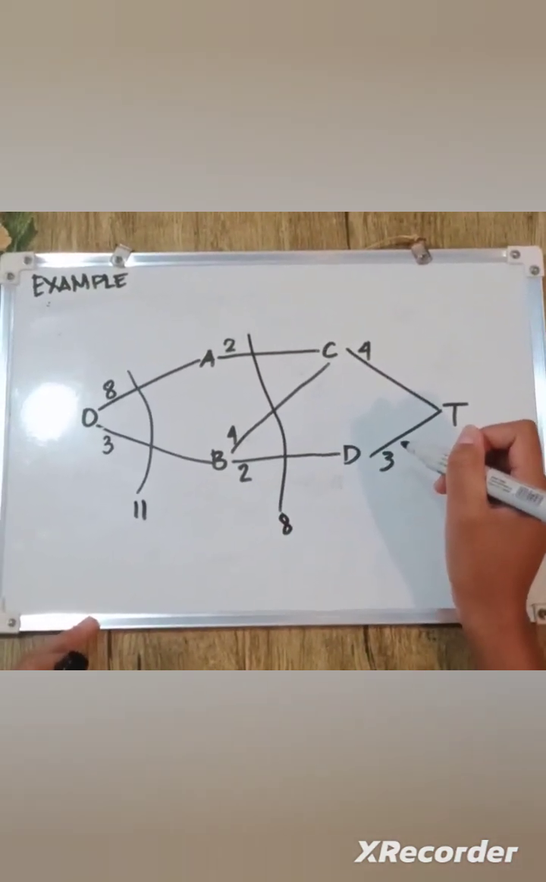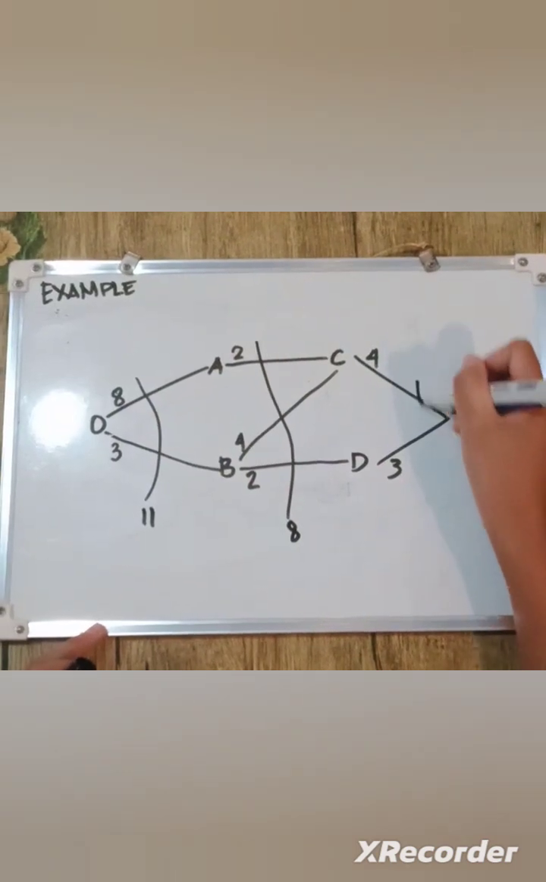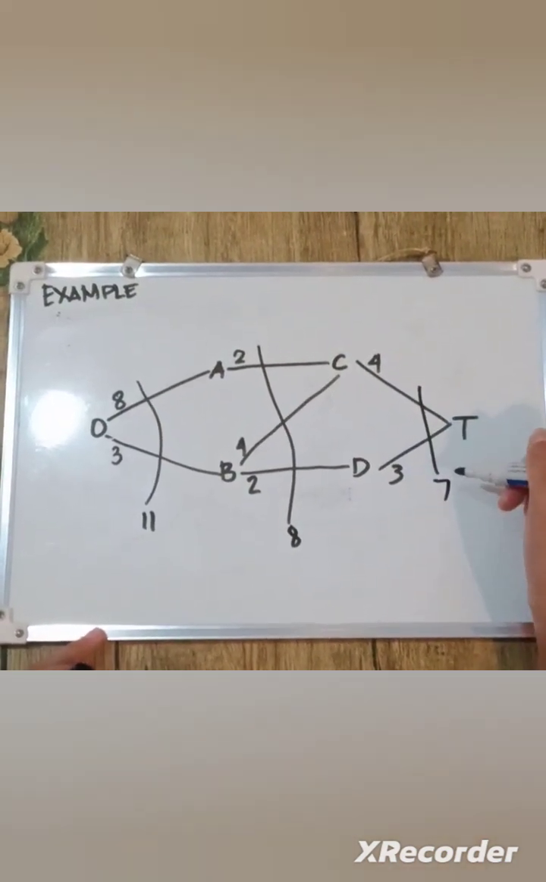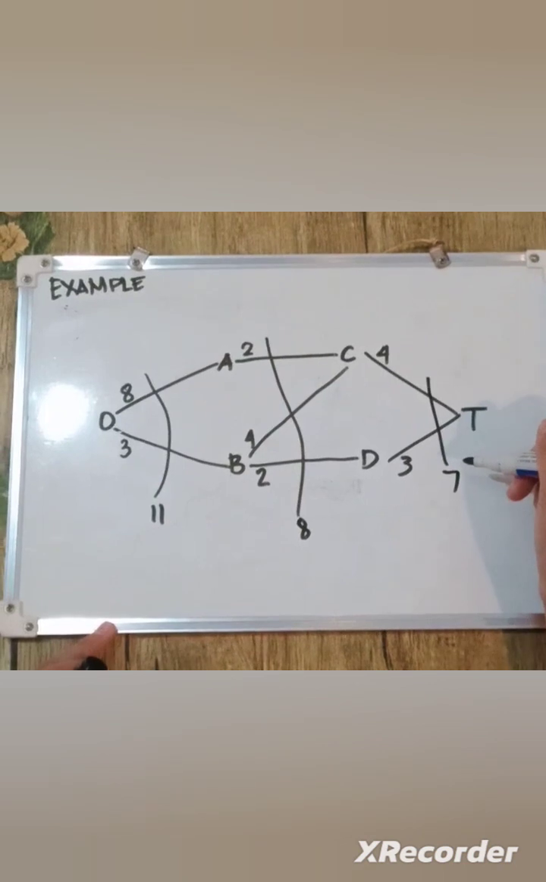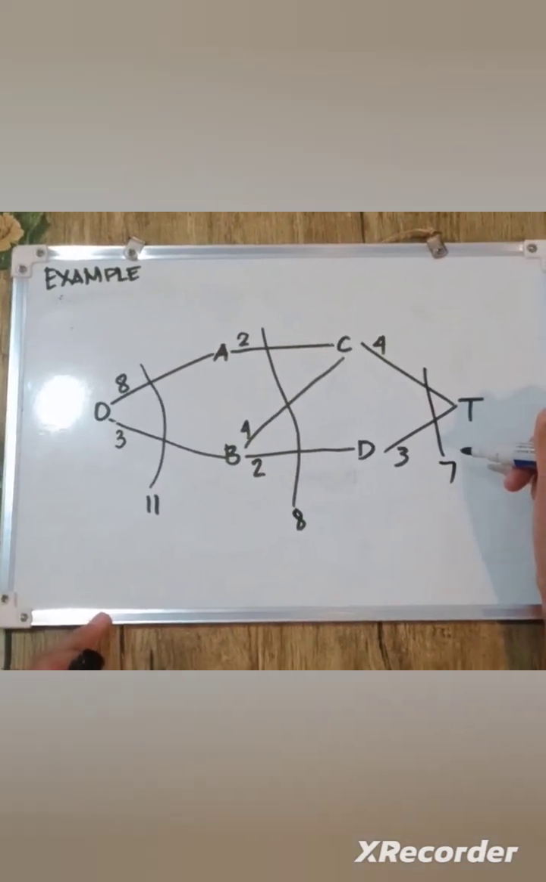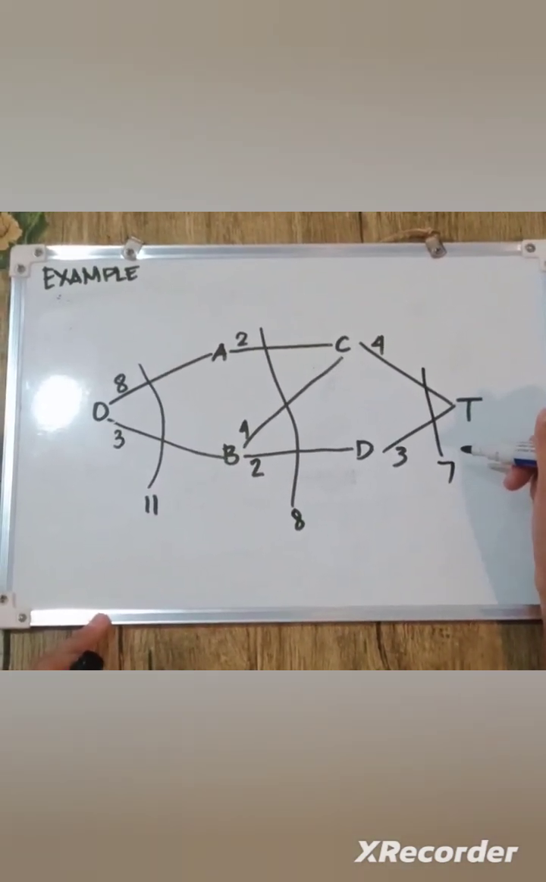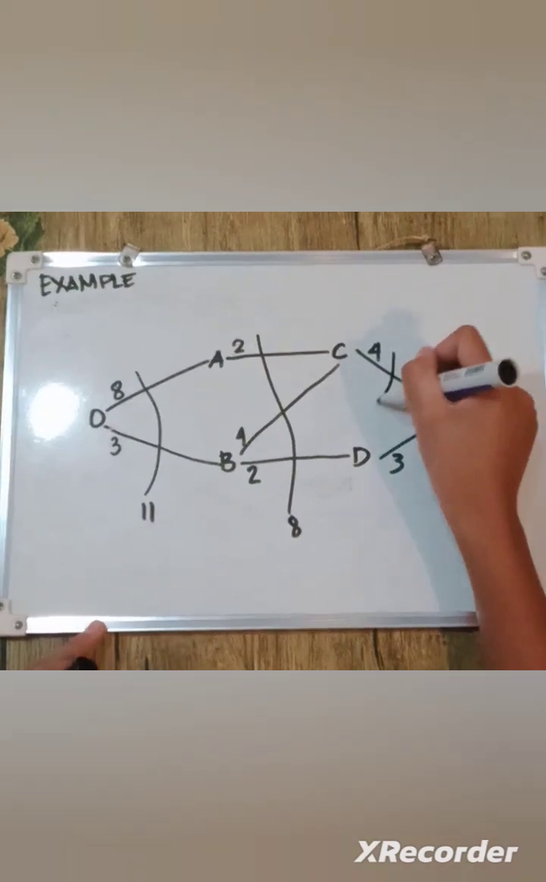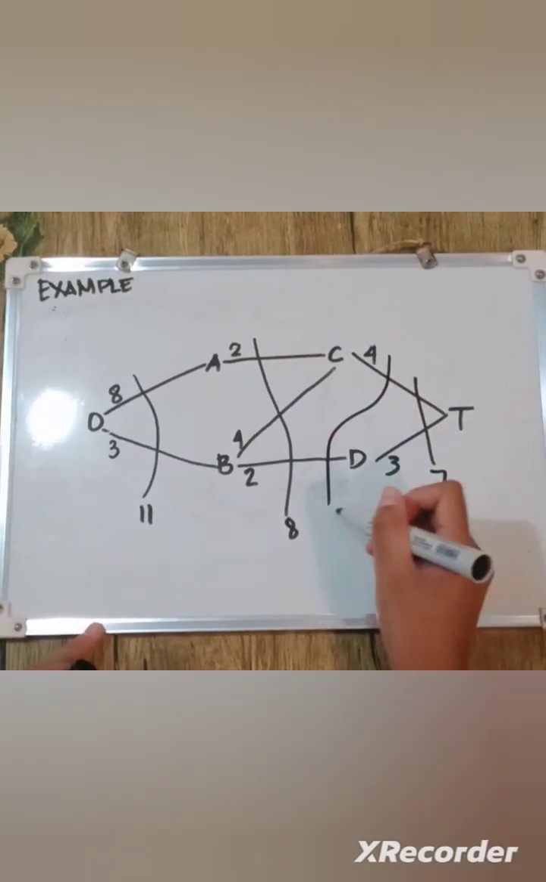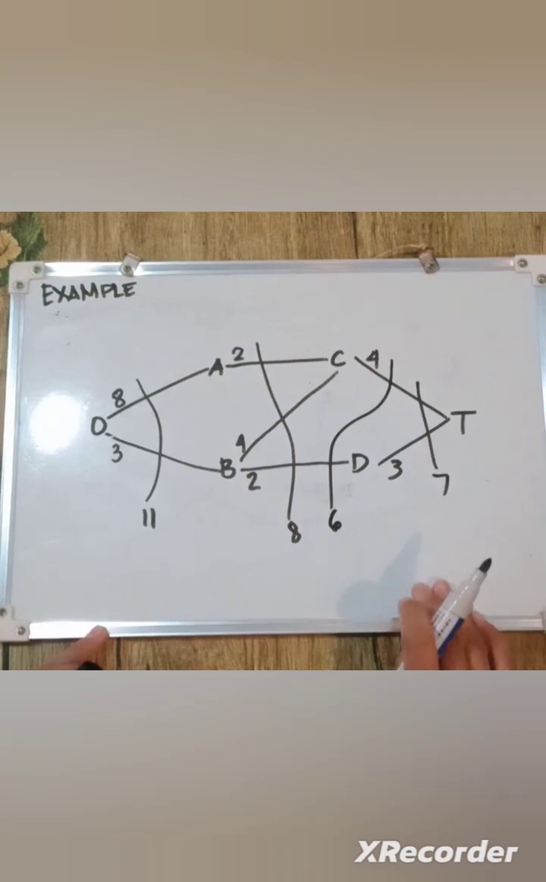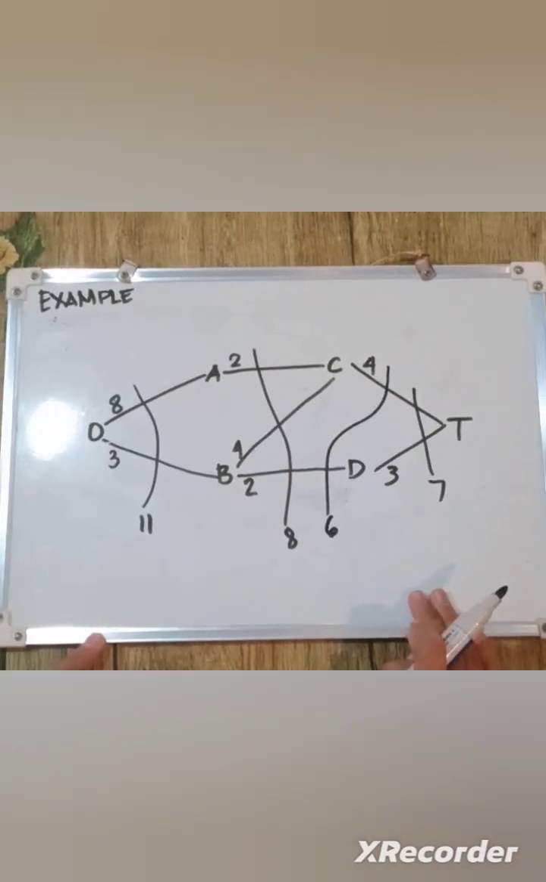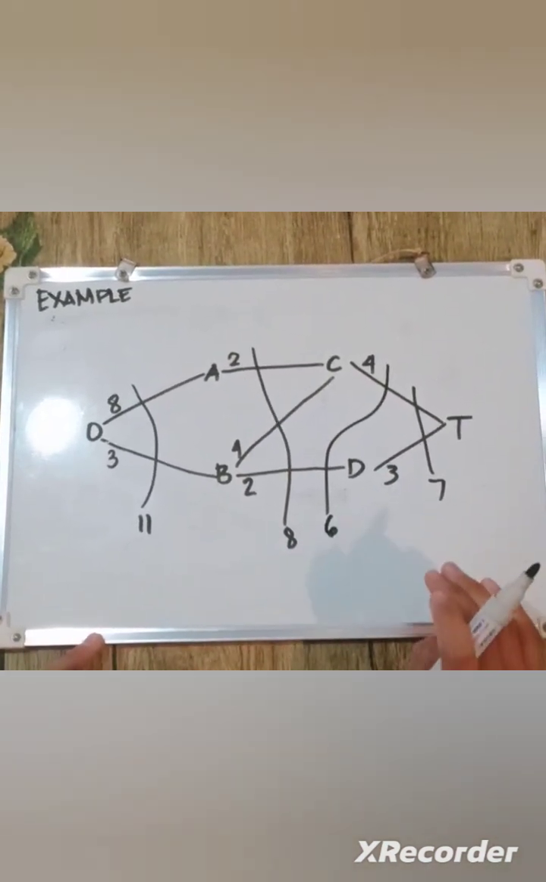Another, we have this one. 4 and 3, we have 7. Okay, another one, we have 4, 4 and 2. We have 6. Okay, is there any? So, we keep on looking for the minimum cut.